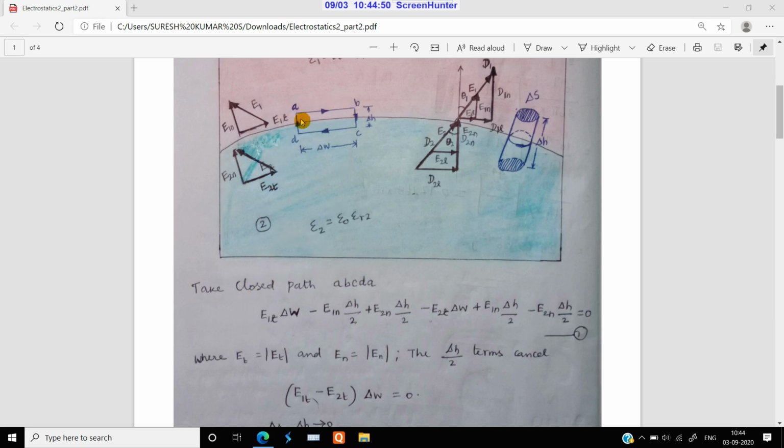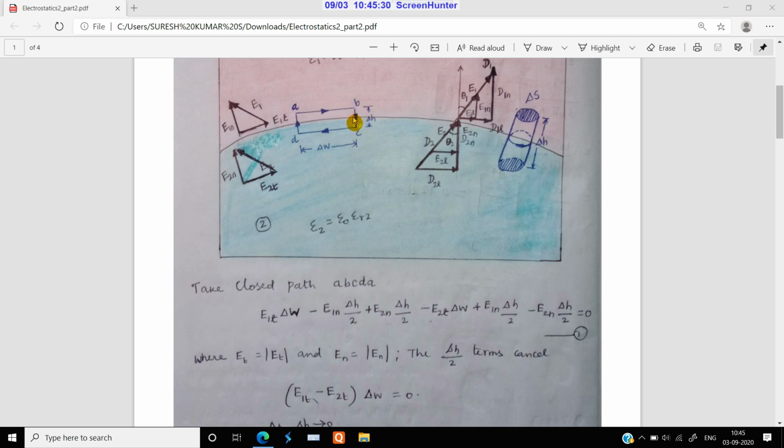From A to B, it is coming along the direction of E1T, because this particular loop is acting along the border of dielectric 1. So E1T is the electric field in the first dielectric, whose tangential component, into del W, where del W is the width of this particular loop. Minus this particular field is going to be from B to C.